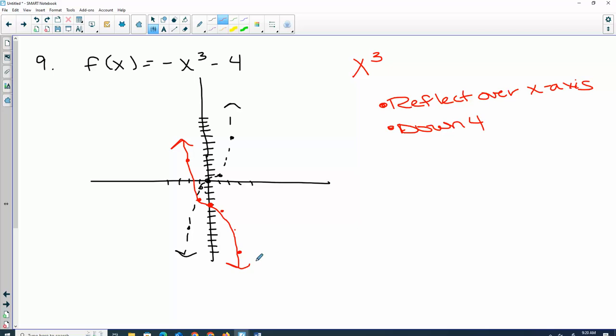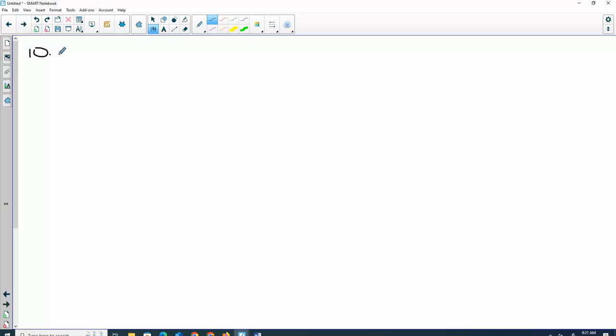Are those okay? Then we got into our function stuff. So number 12.